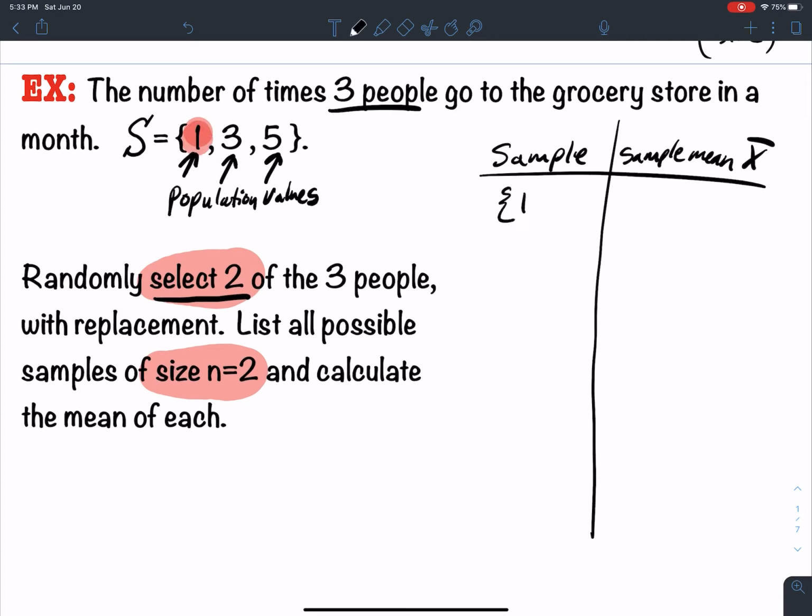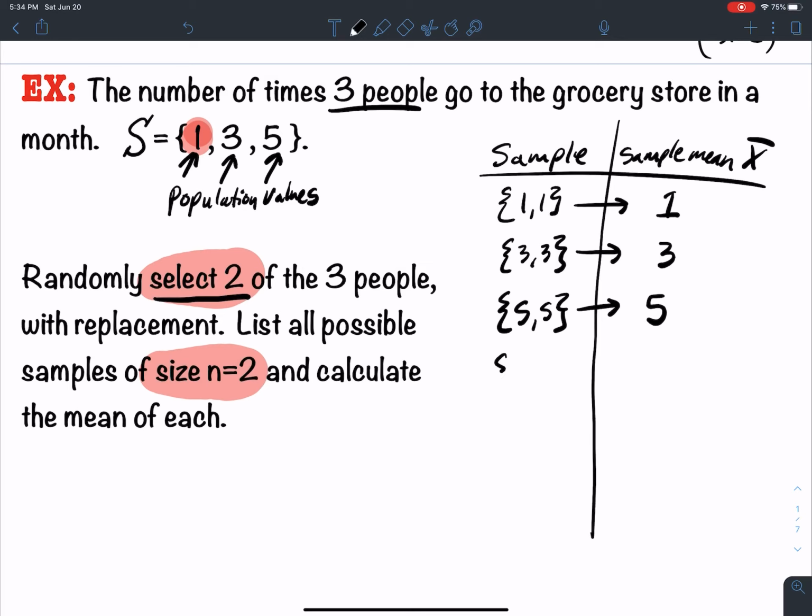So I could pick a sample of 1 and a sample of 1. The average for 1 and 1 is 1. The next sample I could pick 3 and I could pick 3 again, right? And that average is 3. The next example, I could pick 5 and 5 again, and that gives me an average of 5. So that gets all my doubles right there.